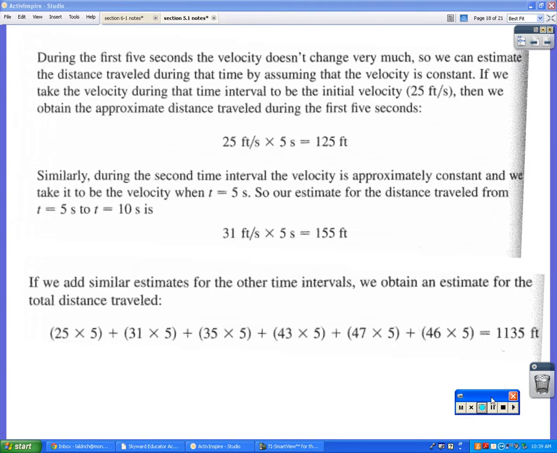Okay, during the first 5 seconds, the velocity doesn't change very much, so we can estimate the distance traveled during that time by assuming that the velocity is constant. If we take the velocity during that time interval to be the initial velocity of 25 feet per second, then we can obtain the approximate distance traveled during the first 5 seconds. So 25 times 5 is 125 feet.